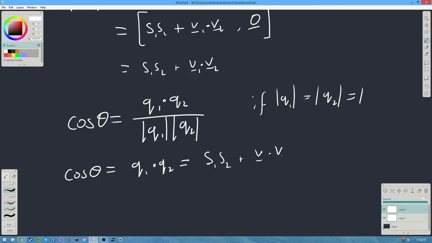And again, if we wrote this out in full, we get S1, S2, plus X1, X2, plus Y1, Y2, plus Z1, Z2. So that is getting the dot products and the angles between. And as you can see, there's another thing there. And now, finally, we get on to do rotations.